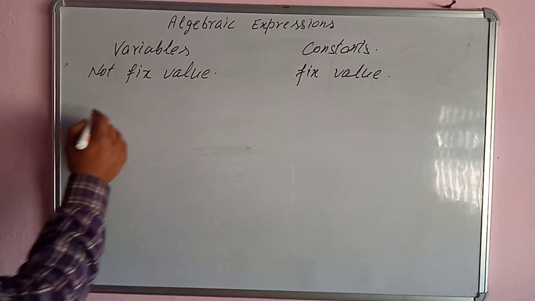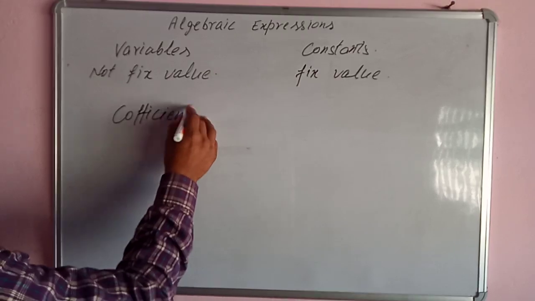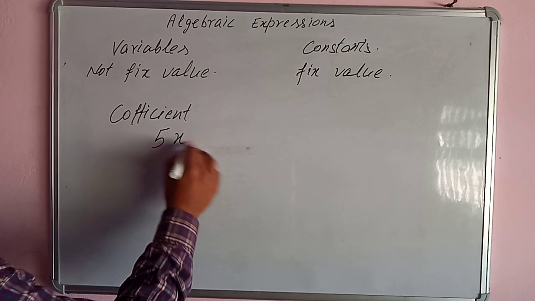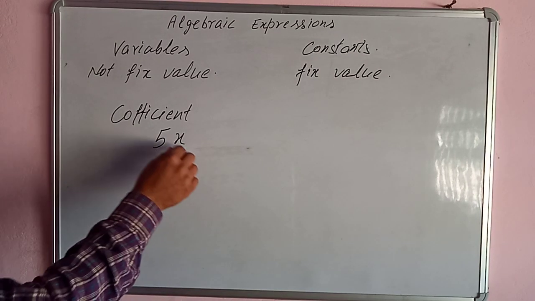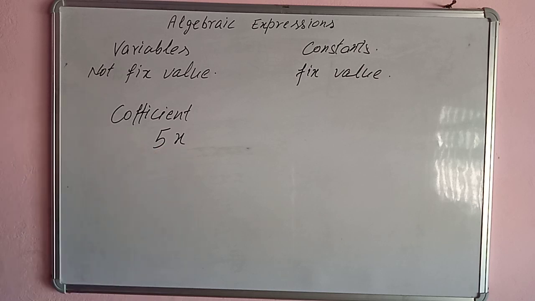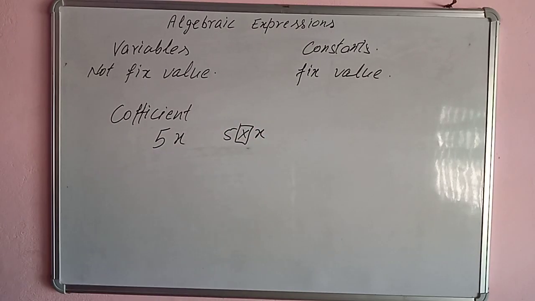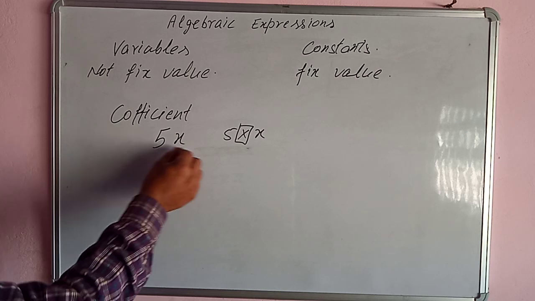Next we have coefficient. What is a coefficient? Coefficient means multiplier. If we write 5x, this means 5 is the coefficient of x and x is the coefficient of 5. The meaning of 5x is 5 multiplied by x. So this multiplier is called the coefficient. What is the coefficient of x here? That is 5. And what is the coefficient of 5? That is x.